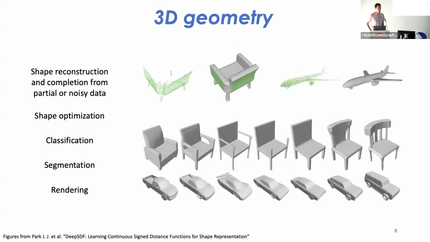So there's many ways to represent surfaces, and there's many things you can do with surfaces. So for example, you might want to do shape reconstruction. You might have a bunch of noisy inputs from, let's say, a depth sensor. They might be noisy, they might be partial, so occluded in some parts. You might have only one side of an object, not the other side. You might want to do shape optimization. You have some specific parameters that you want a shape to optimize for. You might want to do classification, segmentation, rendering, and a bunch of other stuff.